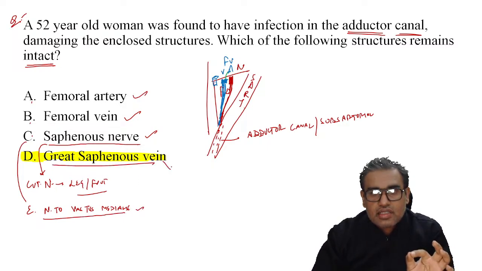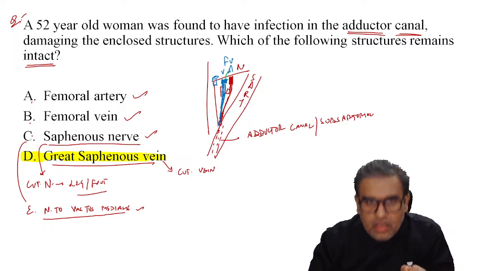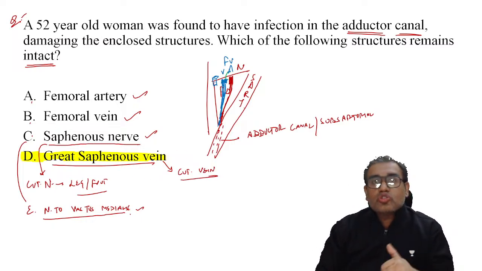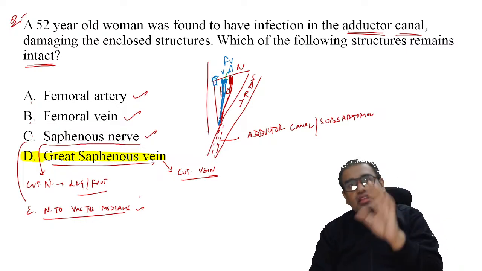Great saphenous vein is a subcutaneous or cutaneous vein. So this lies superficially, it is outside. It is not in the subsartorial canal.